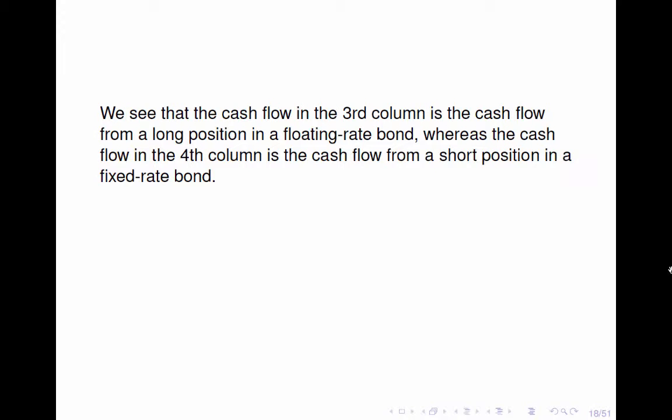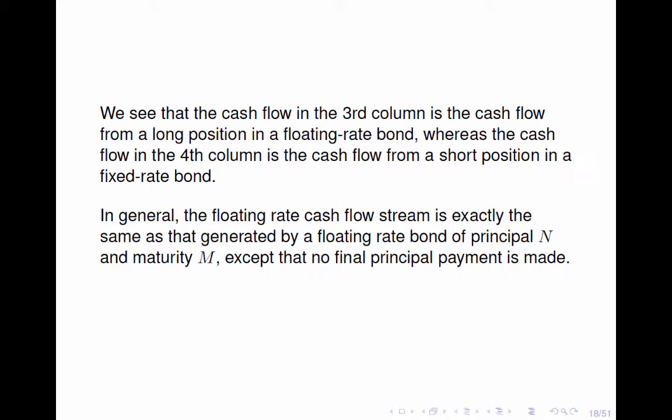In the previous table, the cash flow in the third column is essentially the cash flow from a long position in a floating rate bond, whereas the cash flow in the fourth column is equivalent to the cash flow from a short position in a fixed rate bond. In general, the floating rate cash flow stream is exactly the same as that generated by a floating rate bond, with principal N and maturity M, except that no final principal payment is made. Therefore, if we know how to determine the floating rate bond, we will be able to evaluate the swap.